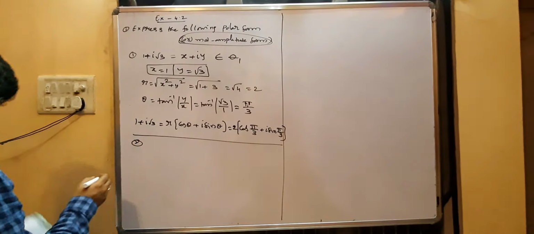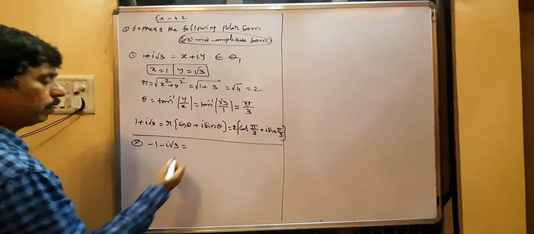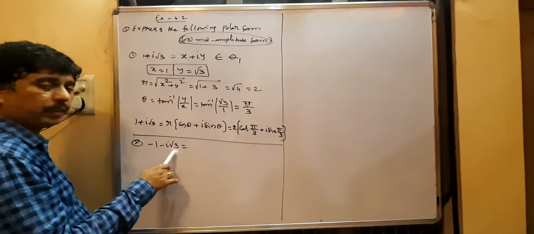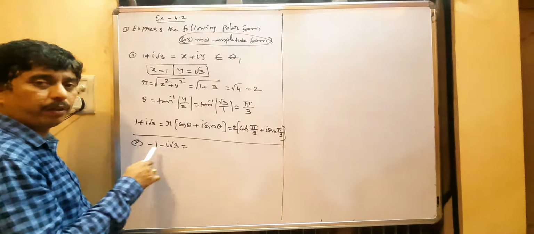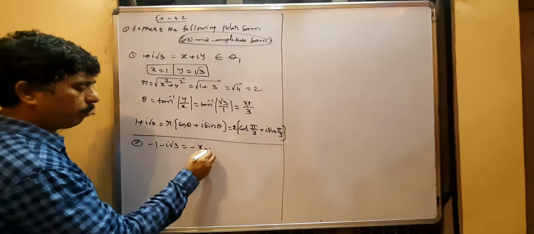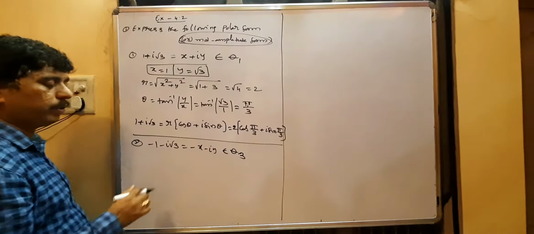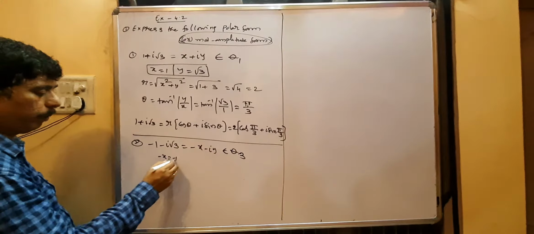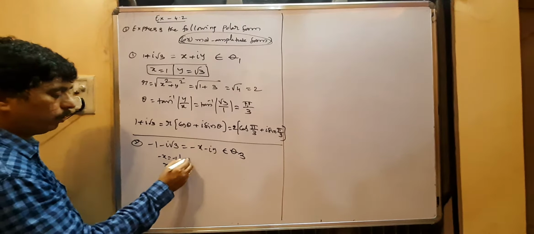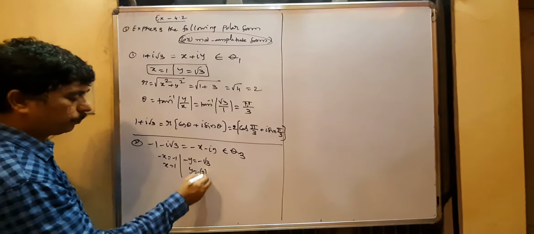Second one, minus 1 minus i root 3. Here the real part is negative and the imaginary part is negative. Both are negative, x value negative, y value negative. That means it belongs to the third quadrant. So it is in the form of minus x minus iy. Only the theta value changes. Minus x equal to minus 1, x equal to 1. Minus y equal to minus root 3, obviously y equal to root 3.